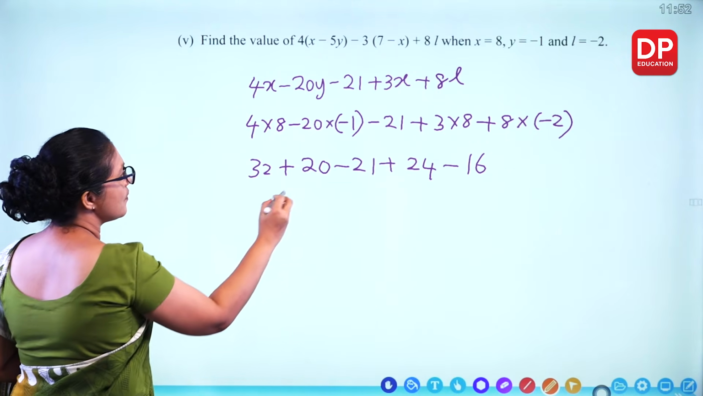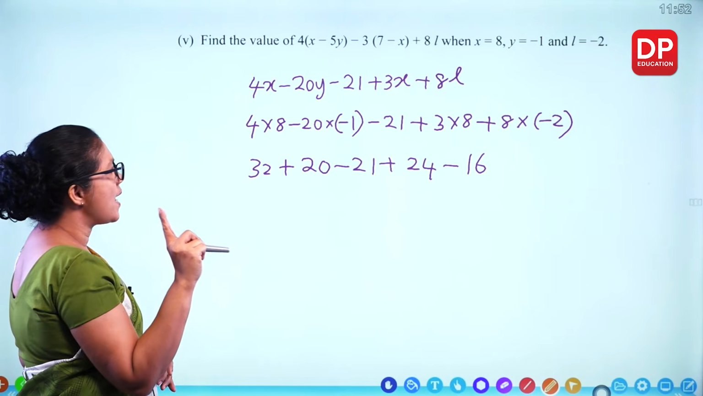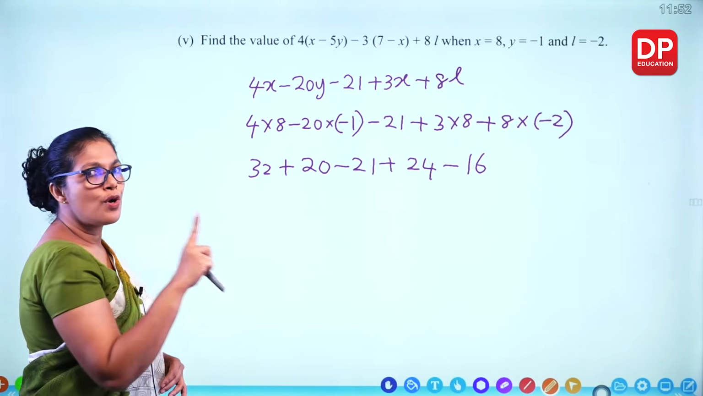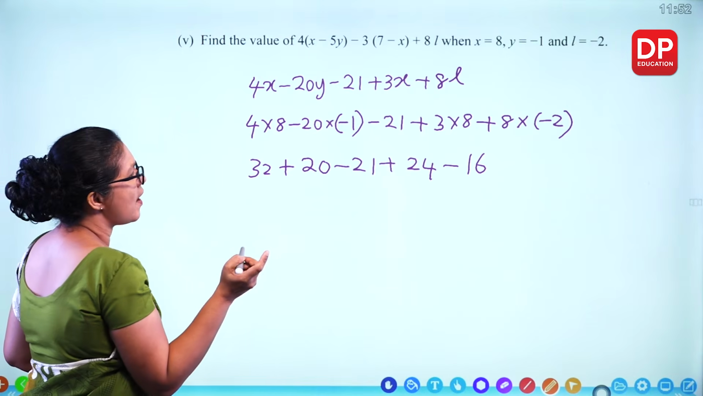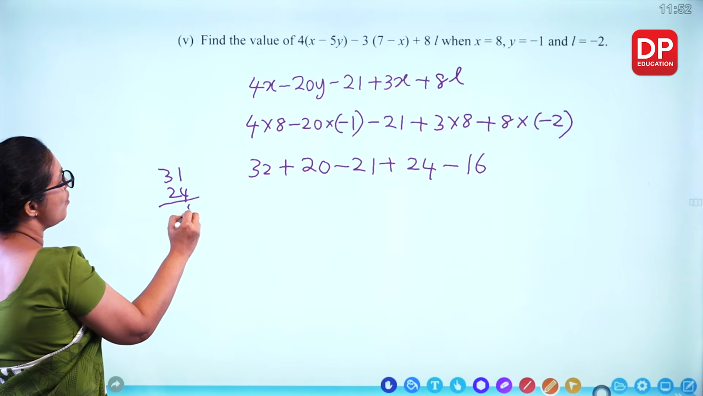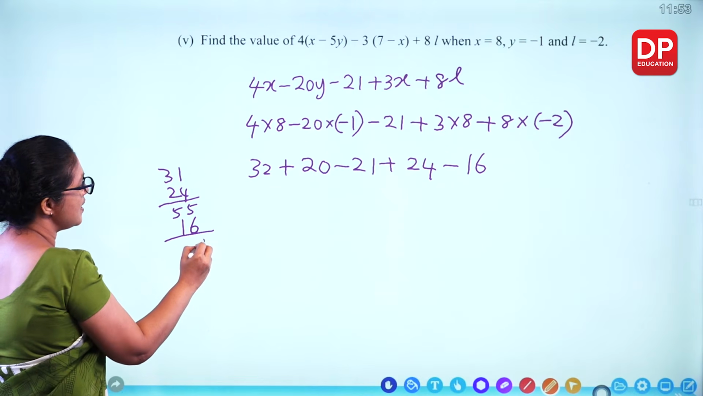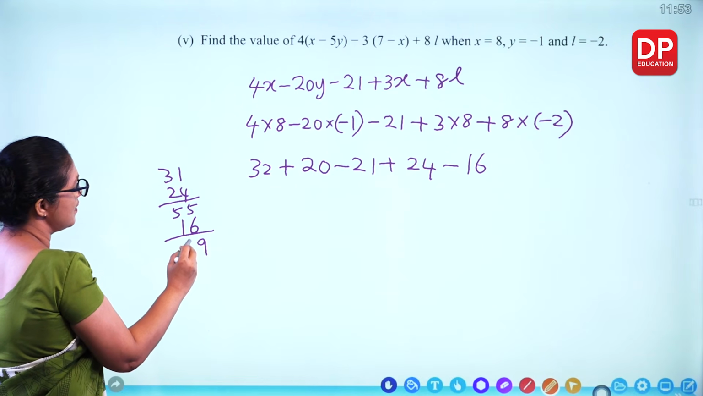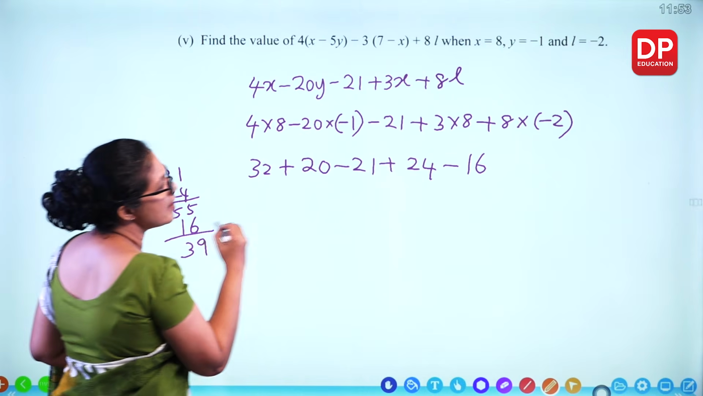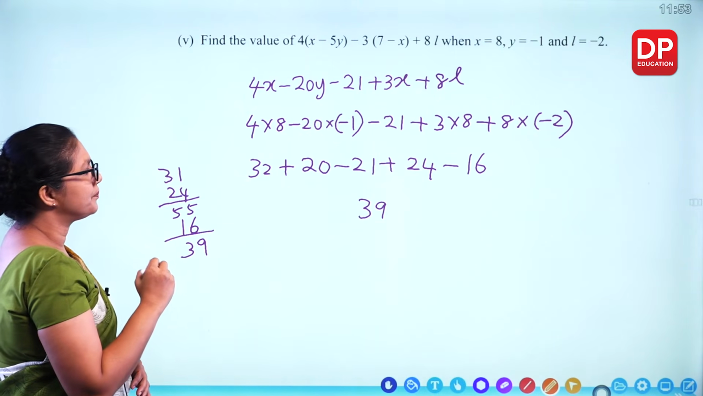Now, you can subtract here. 20 minus 21, minus 1. 32 minus 1, 31. 31 plus 24, you get 55. 55 minus 16, 39. So the answer is 39.